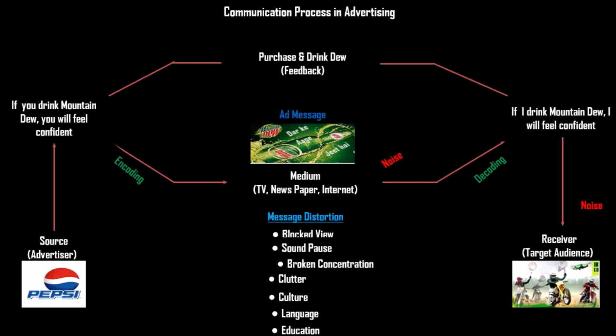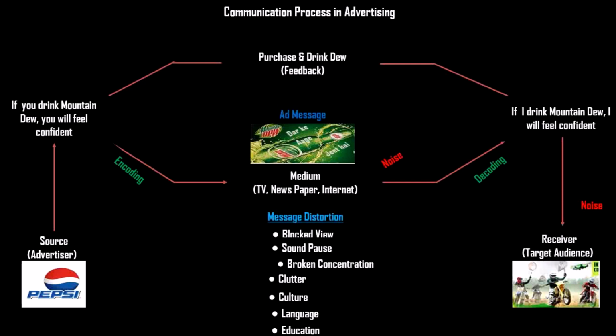Ad agency encodes advertiser's idea into an ad message. In other words, ad agency translates advertiser's idea into an ad message. The process of converting or translating an idea into a message is known as encoding. Encoding may take place in the form of symbols, visuals, or words and sound, or combination of all these.